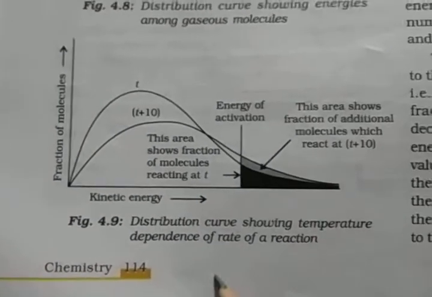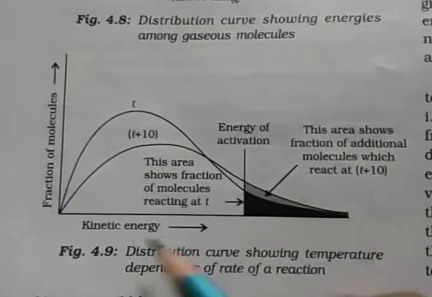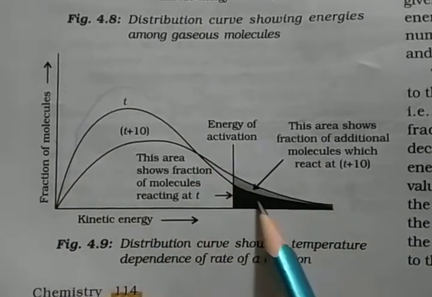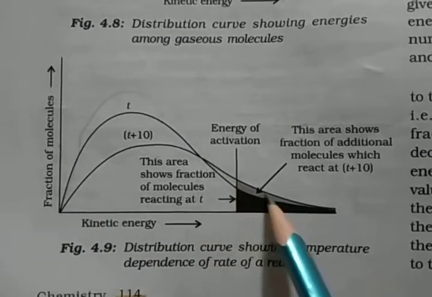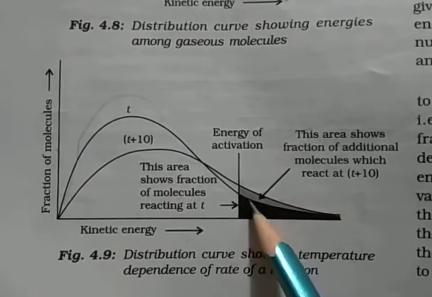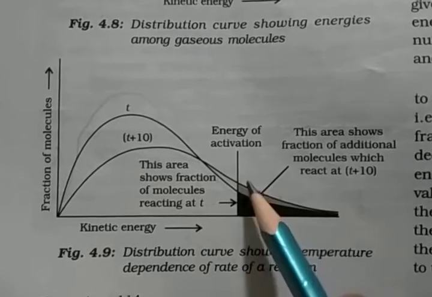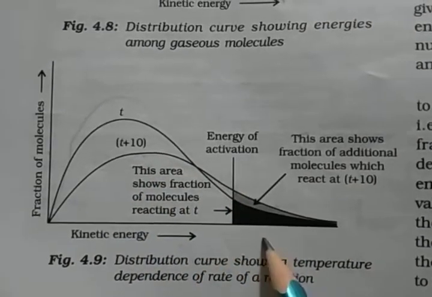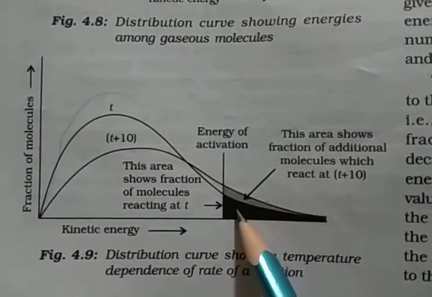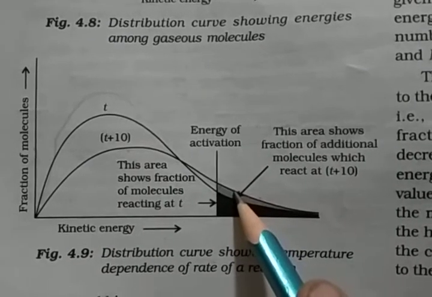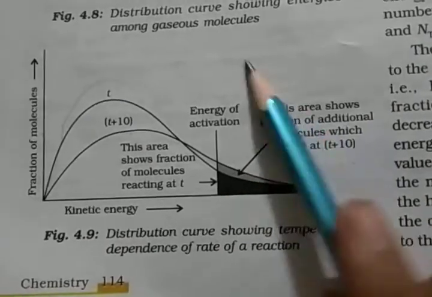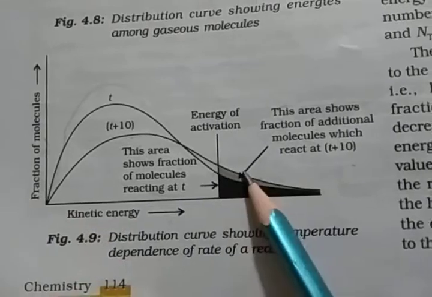Then the next graph is the distribution curve showing the temperature dependence of the rate of reaction. The graph is plotted between the fraction of molecules and kinetic energy. Here is T, and this way T plus 10. The activation energy is shown at T in dark black color, and this portion increases whenever the temperature increases by 10 degrees Celsius. This area shows the fraction of molecules reacting at T, and this area shows the fraction of additional molecules which react at T plus 10.